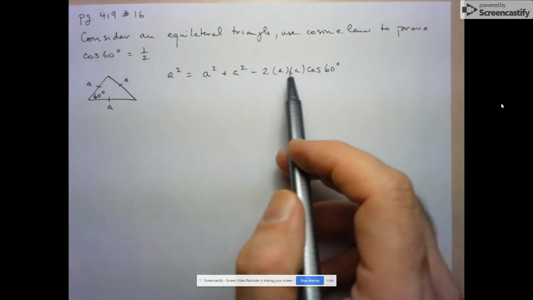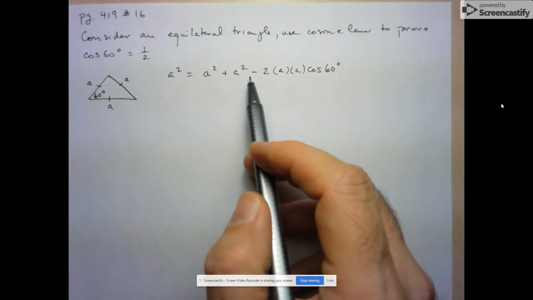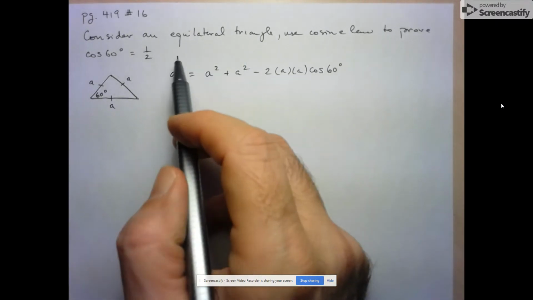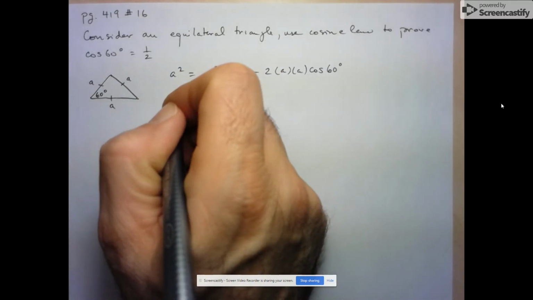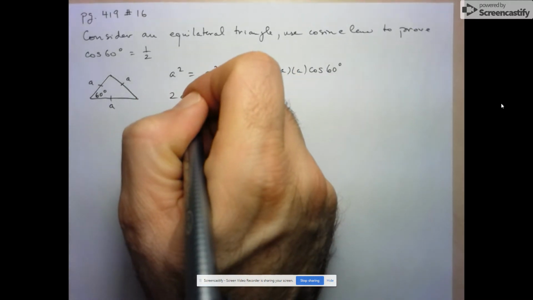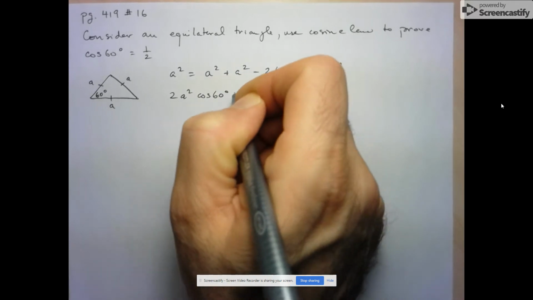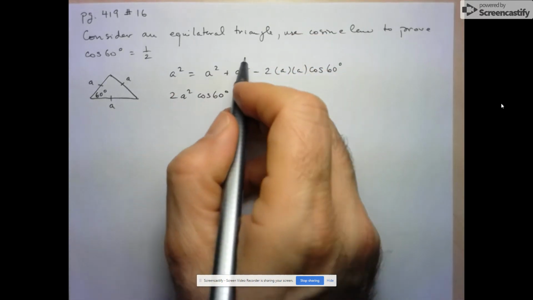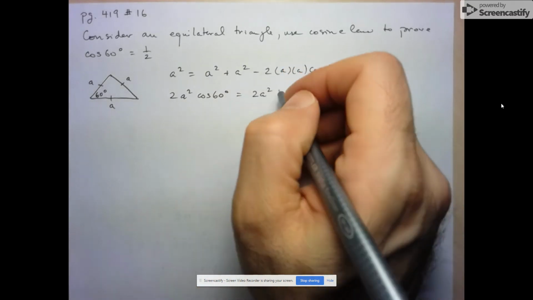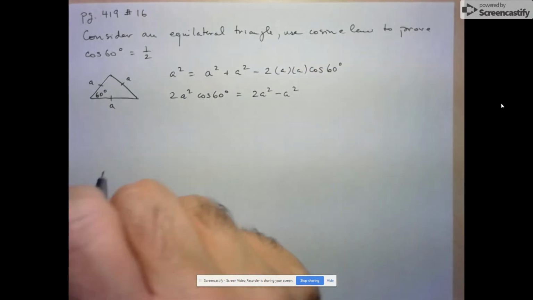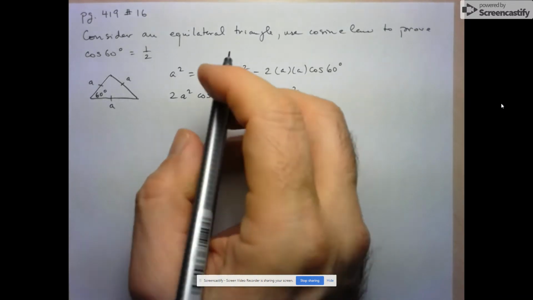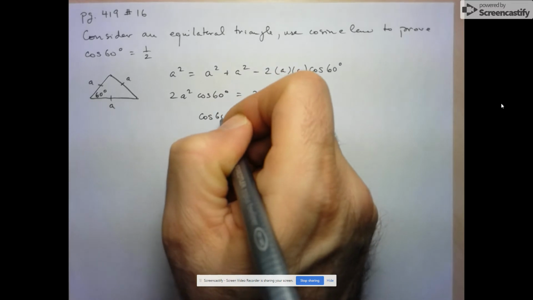All right, so just to make my life a little easier, it doesn't make a big difference, I'm just going to take this whole expression here, bring it to the left-hand side, make it positive. So we have 2 times, so that's going to be a squared cos 60. And so here we have 2a squared, minus, I'll bring that a squared to the right-hand side, minus a squared. All right, and so now let's isolate cosine of 60 degrees.